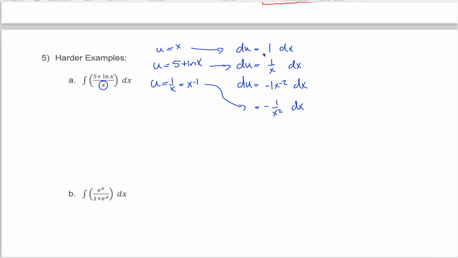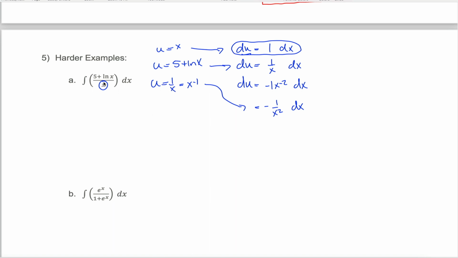So of my different options, this top one sort of doesn't get rid of enough stuff. If this x changes into a u, then this dx changes into a du, but I still have the natural log of x here. I guess I could make that the natural log of u, but then I haven't really simplified the problem at all. I've just changed all the x's into u's, but I haven't left myself with an integral that I'm able to take. It's not any easier than the one we started out with.